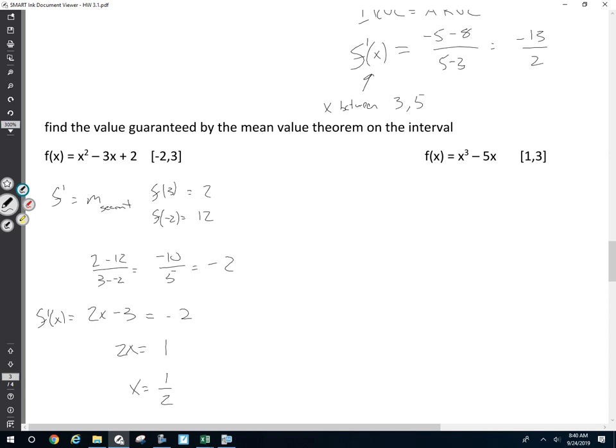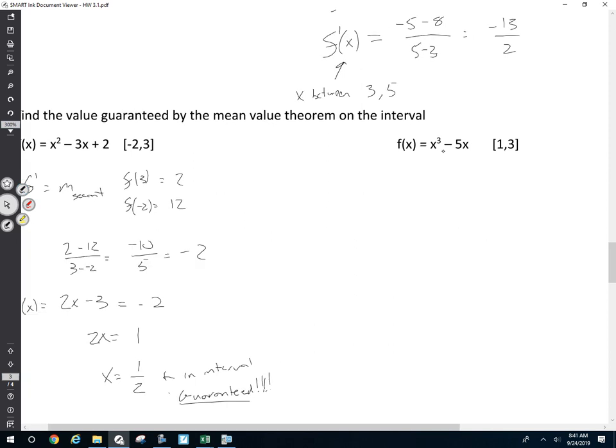3 to negative 2. Yep. Okay. Notice this value, which is guaranteed, is inside your interval. We're not surprised. It's guaranteed that it's going to be inside the interval. So the mean value theorem works.